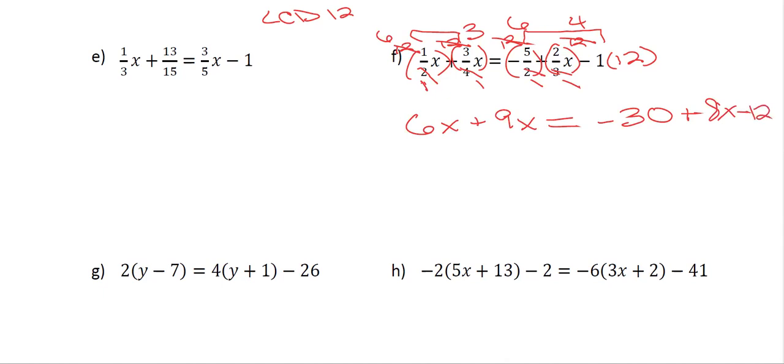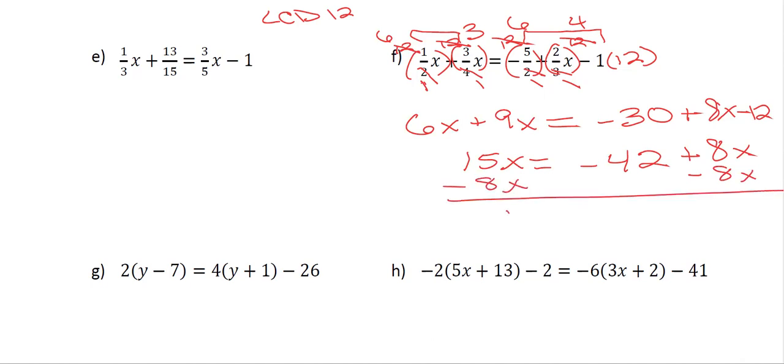Now let's put together like terms before we move around. So we have 6x plus 9x is 15x. And that's equal to, we're in the hole $30 and we spend 12. That gives us a negative $42. Bring down that plus 8x. Now I've got all the variable terms on one side, so I'm going to subtract the 8x from both sides. That leaves me with 7x is equal to negative 42, and let's divide by the 7. And now I got x is equal to negative 6.